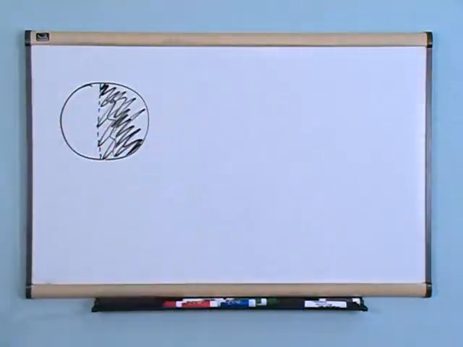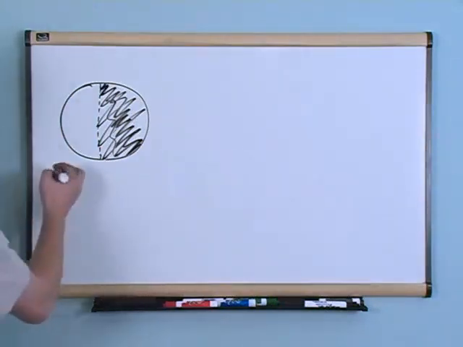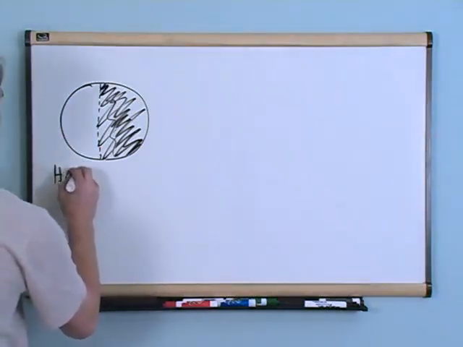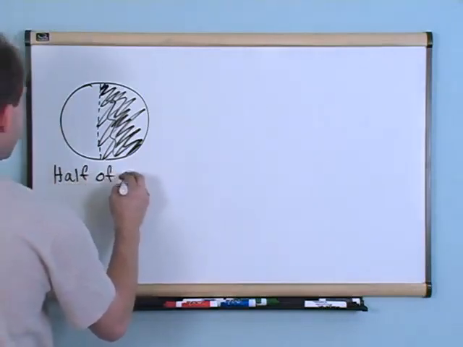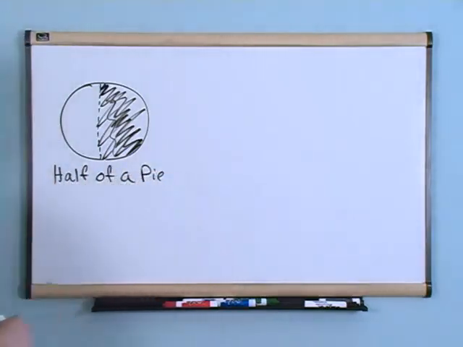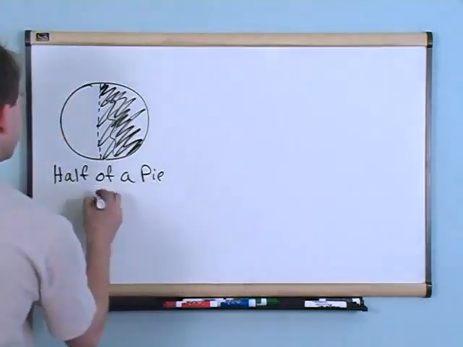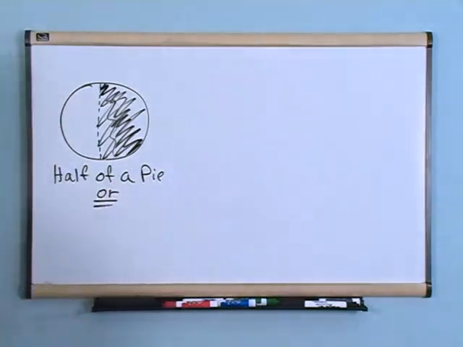Now, how do you write that down? Well, you can say that this is half of a pie, okay? Half of a pie, and that's absolutely true. But in math, you want to write this stuff down in terms of a number, right? So you can also write it down like this.